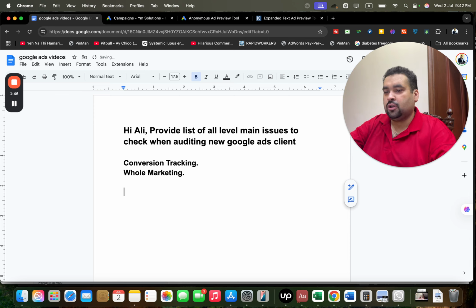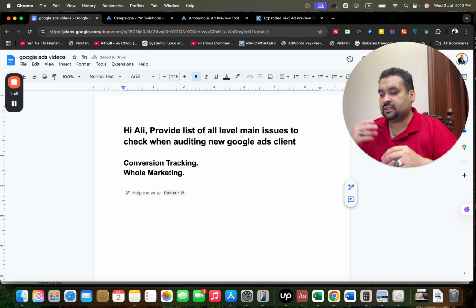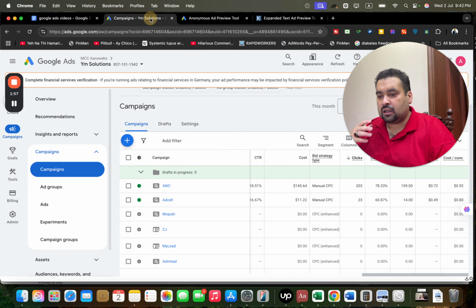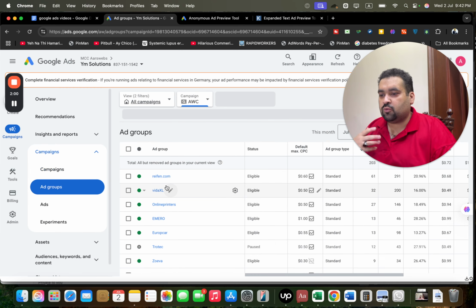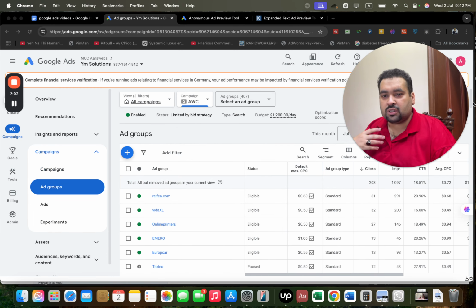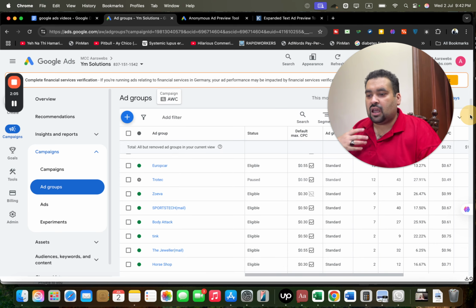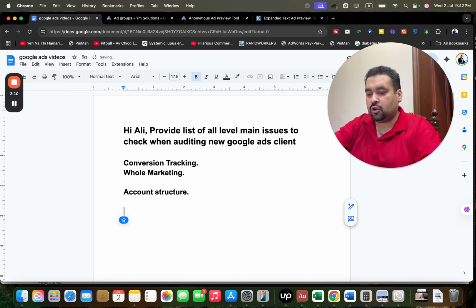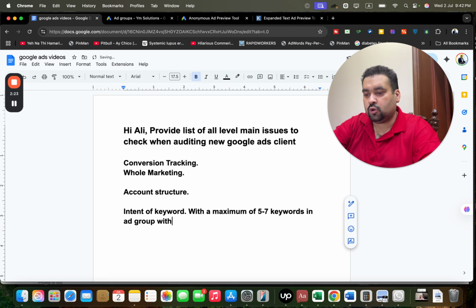The second thing I recommend, which I think people lack, is account structure. I have seen account structures to be very messy. I think the account should be organized and well structured, with well-built ad groups. You may see over here one such example, but there can be more. You need to focus on the intent of the keyword, with a maximum of 5 to 7 keywords in one ad group with 1 to 2 ads.